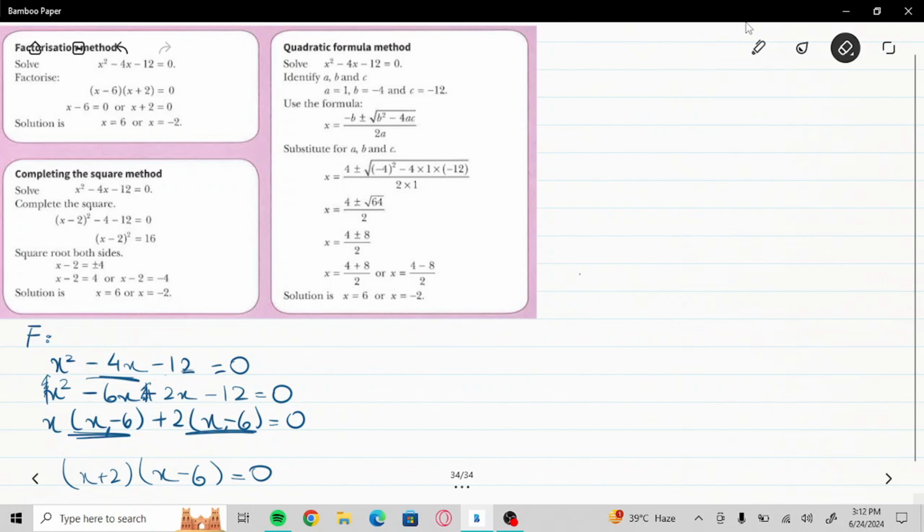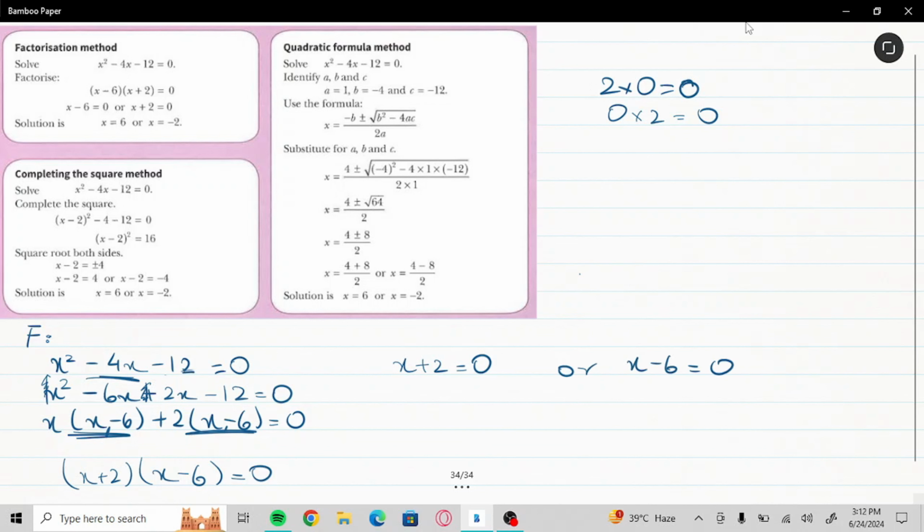We can easily say, for example, 2 multiplied by 0 is equal to 0. Or in fact, 0 multiplied by 2 is equal to 0. So we do not know whether x plus 2 is equal to 0 or x minus 6 is equal to 0. So we say x plus 2 is equal to 0 or x minus 6 is equal to 0, and x is equal to negative 2 or x is equal to positive 6. And that's it. That's how you solve through the factorization method.